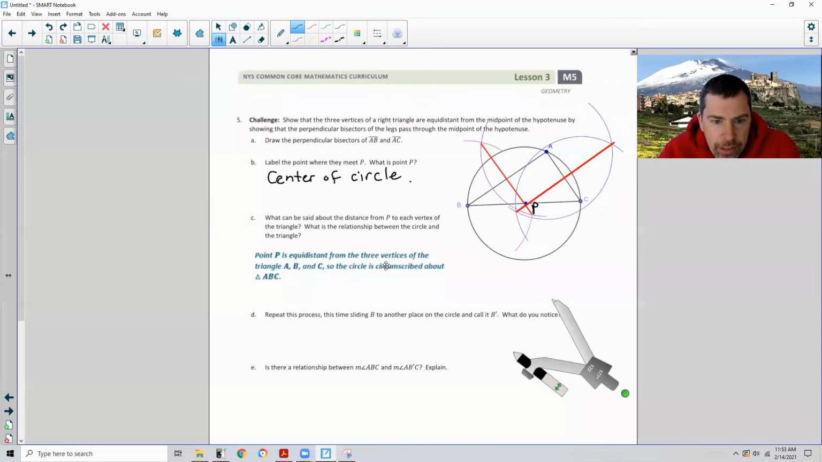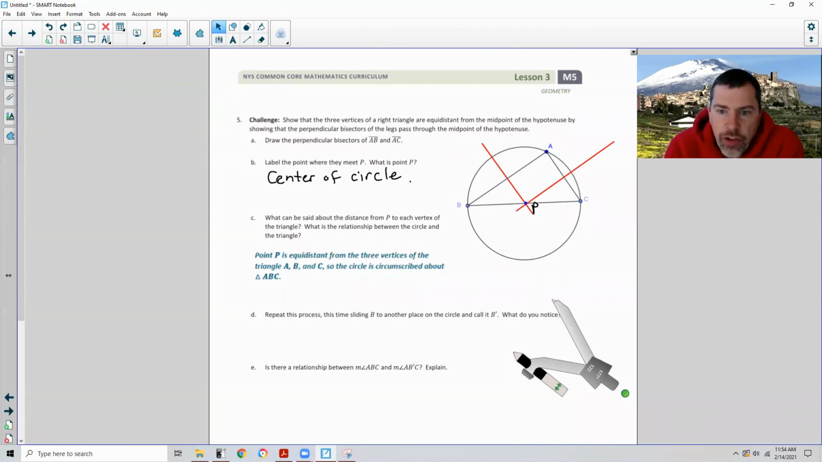So point P is equidistant from those three vertices of the triangle, A, B, and C, so the circle is circumscribed about triangle ABC. Since they're all radii, we will know that it is circumscribed. D says to repeat this process, this time sliding B to another place on the circle and calling it B prime. Okay, so I just got rid of all my construction points here, so here we go.